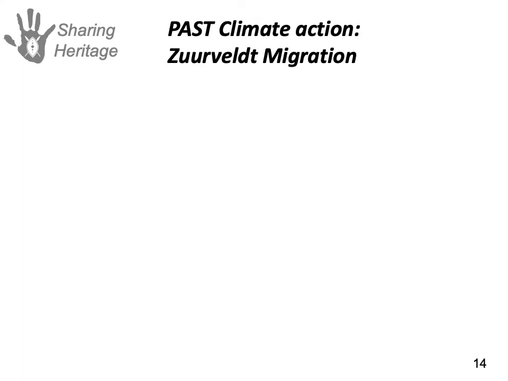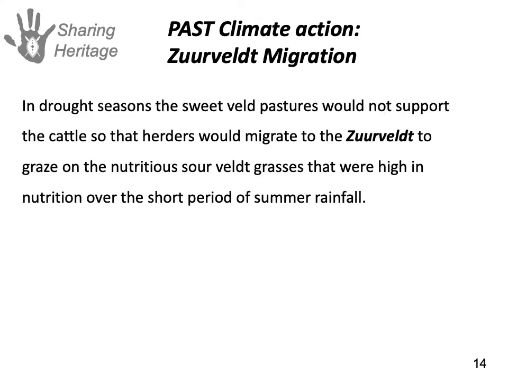In the same area, we had the Zuurveld migrations. If drought seasons developed, then the sweet pastures would not support the cattle, so that the herds would migrate to the Zuurveld in the south to graze on the nutritious Sourveld grasses that were high in nutrition over the short period of summer rainfall.